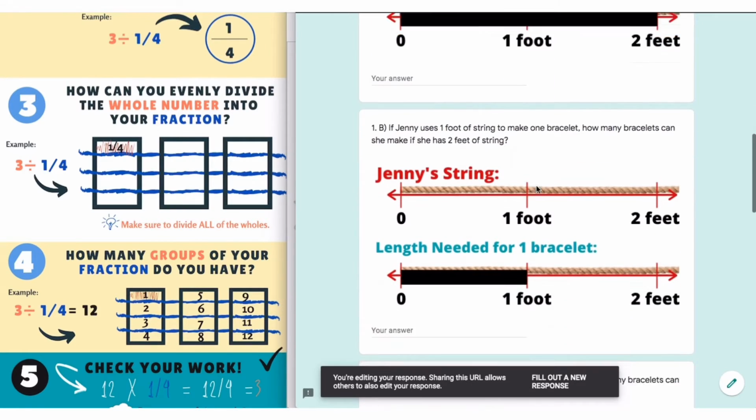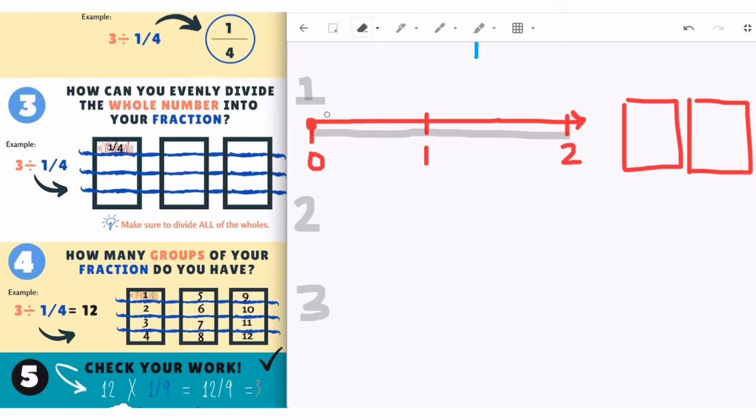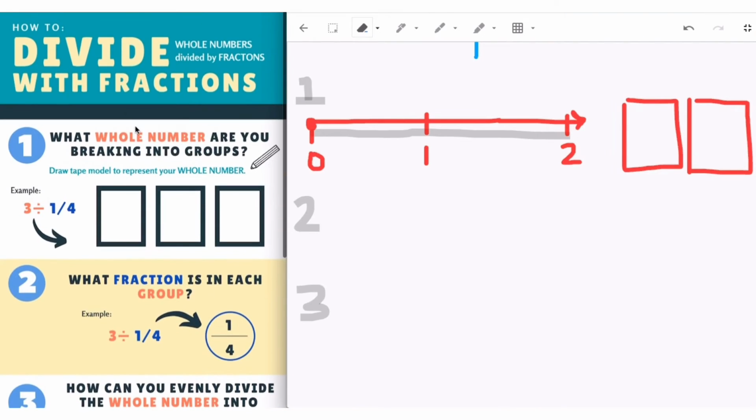So for 1B, it says, if Jenny uses 1 foot of string to make one bracelet, how many bracelets can she make if she has 2 feet of string? So again, I'll go through my steps. Number 1, what whole number am I breaking into groups? Again, I'm starting with 2 feet, so my whole number is 2. As I go, I'm going to write my division problem down here. So the number I'm breaking into groups is 2.